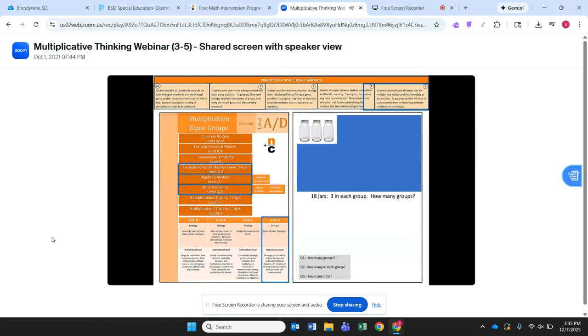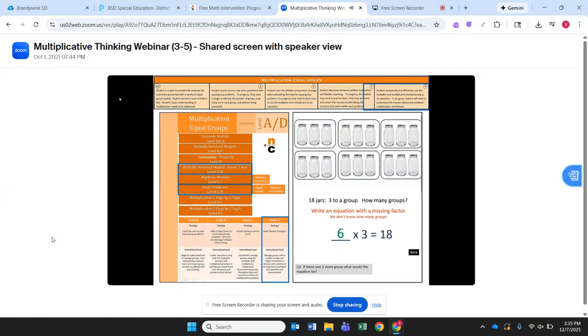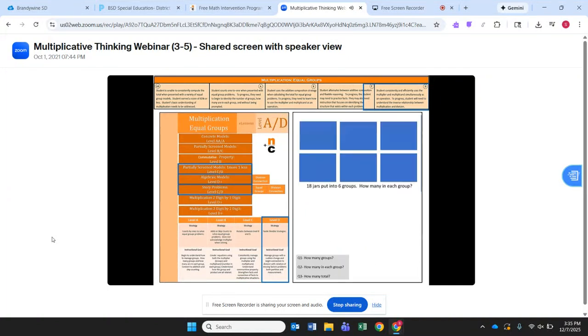It says 18 jars, 3 in each group. How many groups? All right. Also, this is a measurement division type problem, but here's what we're going to say. Look at the prompts. How many groups? How many in each group? How many total? And so again, we don't know how many groups there are, but we know there's 3 in each group. We know there's 18 jars. So write an equation with a missing factor. Remember, we don't know how many groups, so it's something groups of 3. And then the prompt says, what number times 3 equals 18? It'd be 6 times 3 equals 18. Okay. And again, 18 jars put into 6 groups.